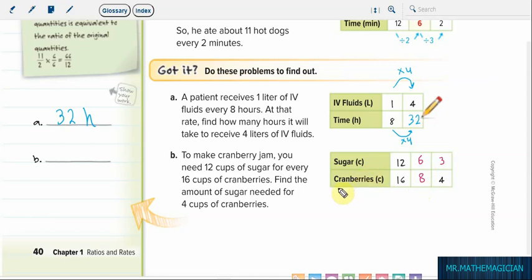So, the amount of sugar needed for 4 cups of cranberries, 3 cups. And by the way, you can find this result directly by, if you divide 16 by 4, you can get this 4. So divide 12 also by 4. You can have the 3 directly. Moving on.